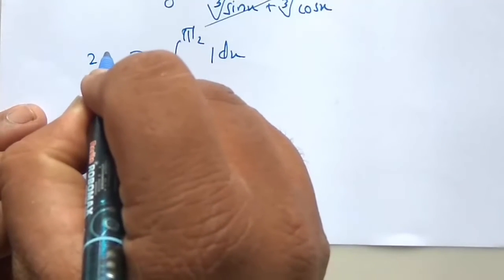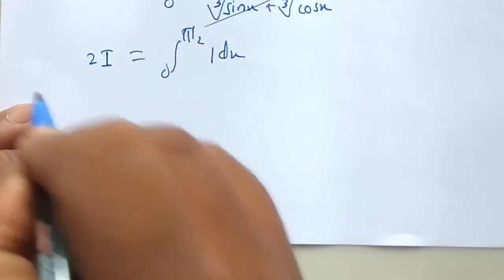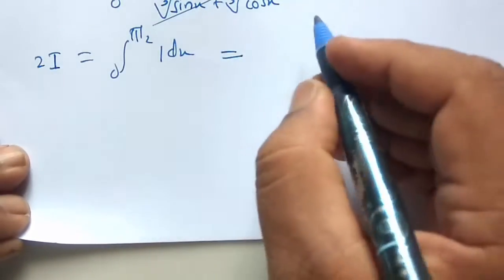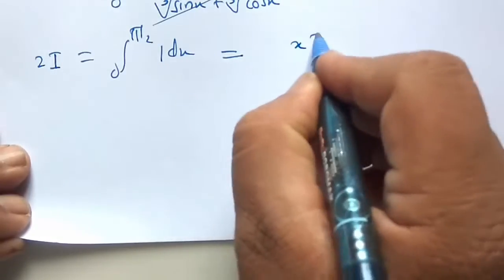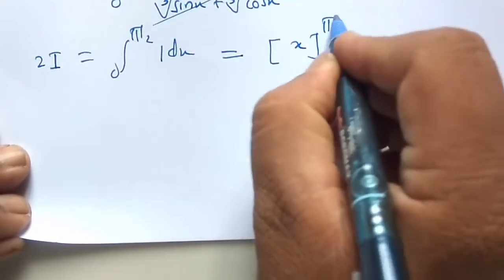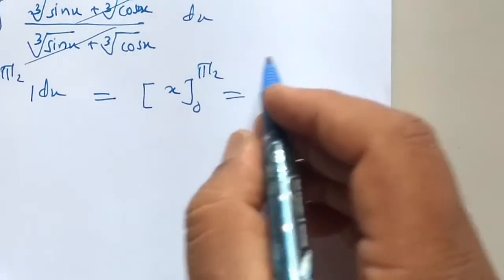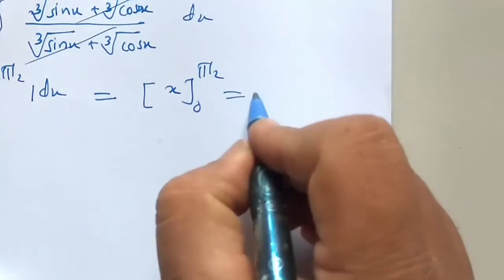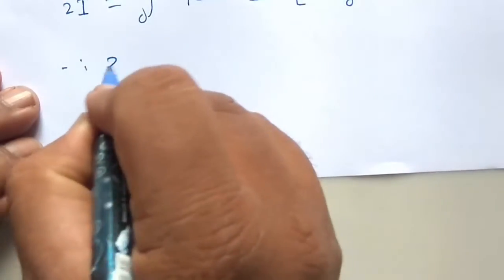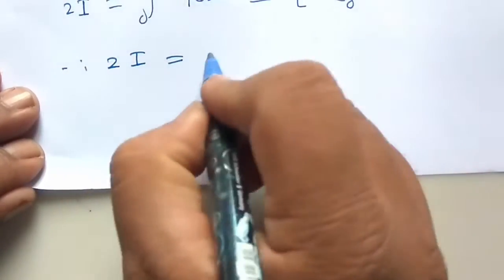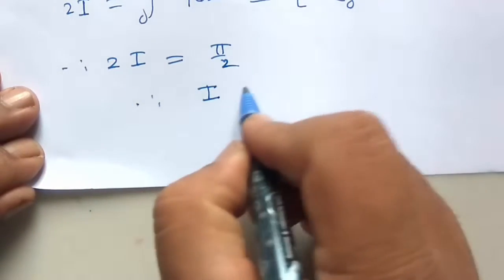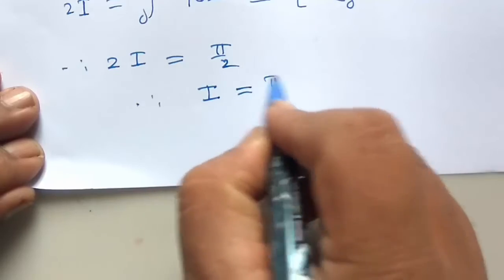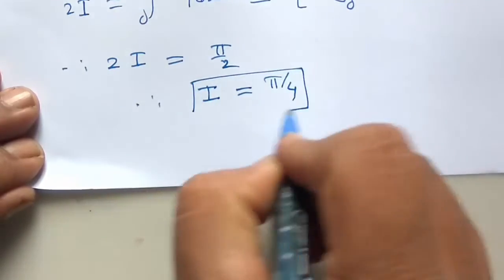So it is twice I, which is equal to the integration of 1 with respect to x, which is x, with limits 0 to pi by 2. So using the fundamental theorem, it is pi by 2 minus 0. Therefore, twice I is equal to pi by 2, and by dividing by 2 we get I is equal to pi by 4. So this is the answer.